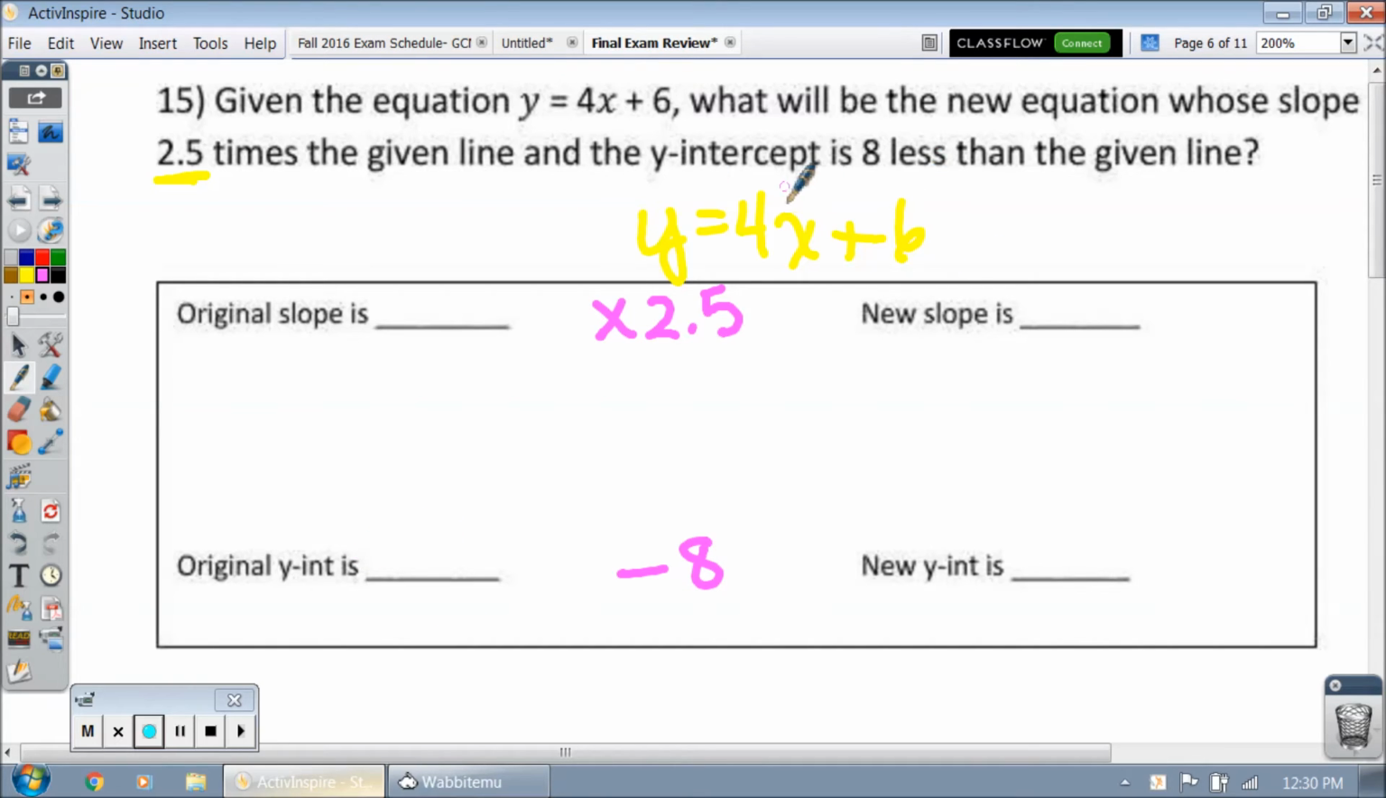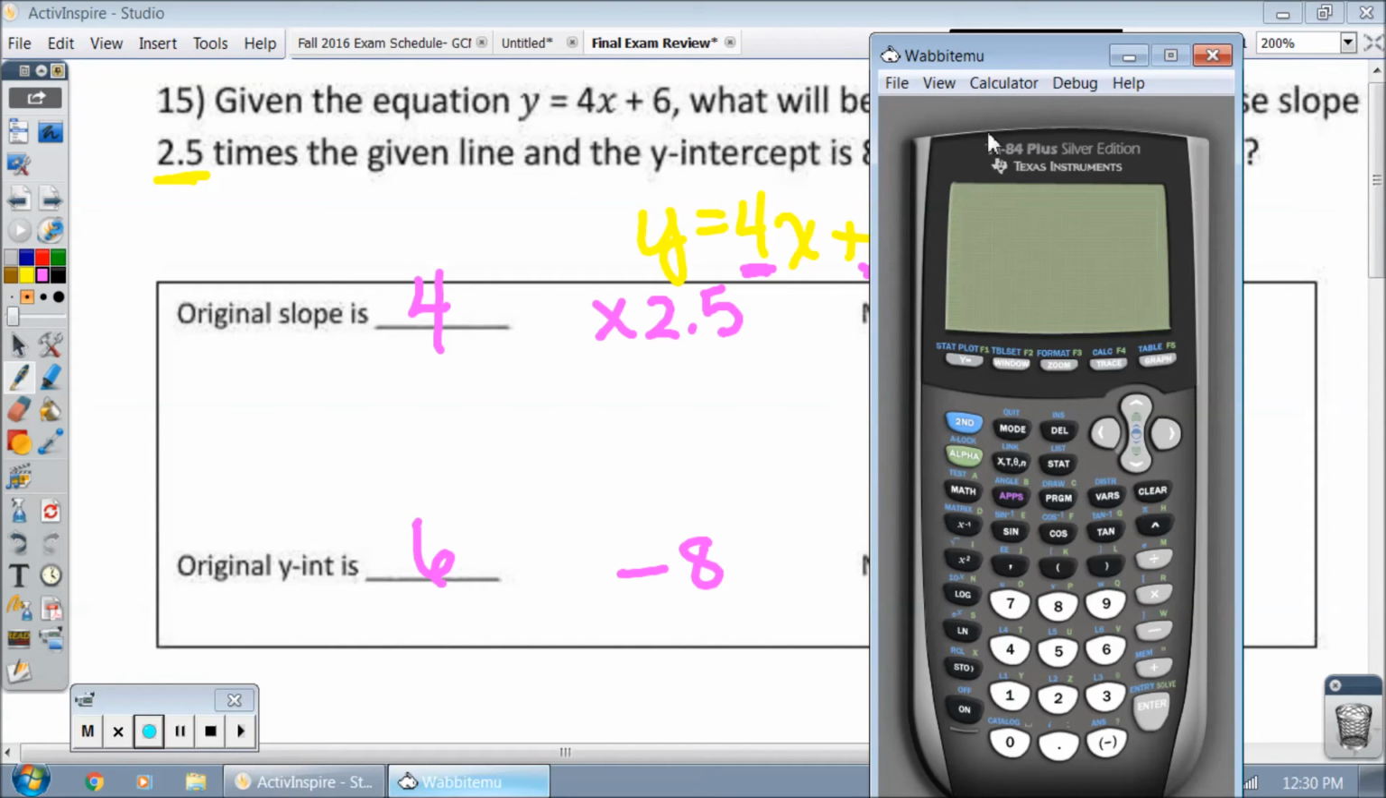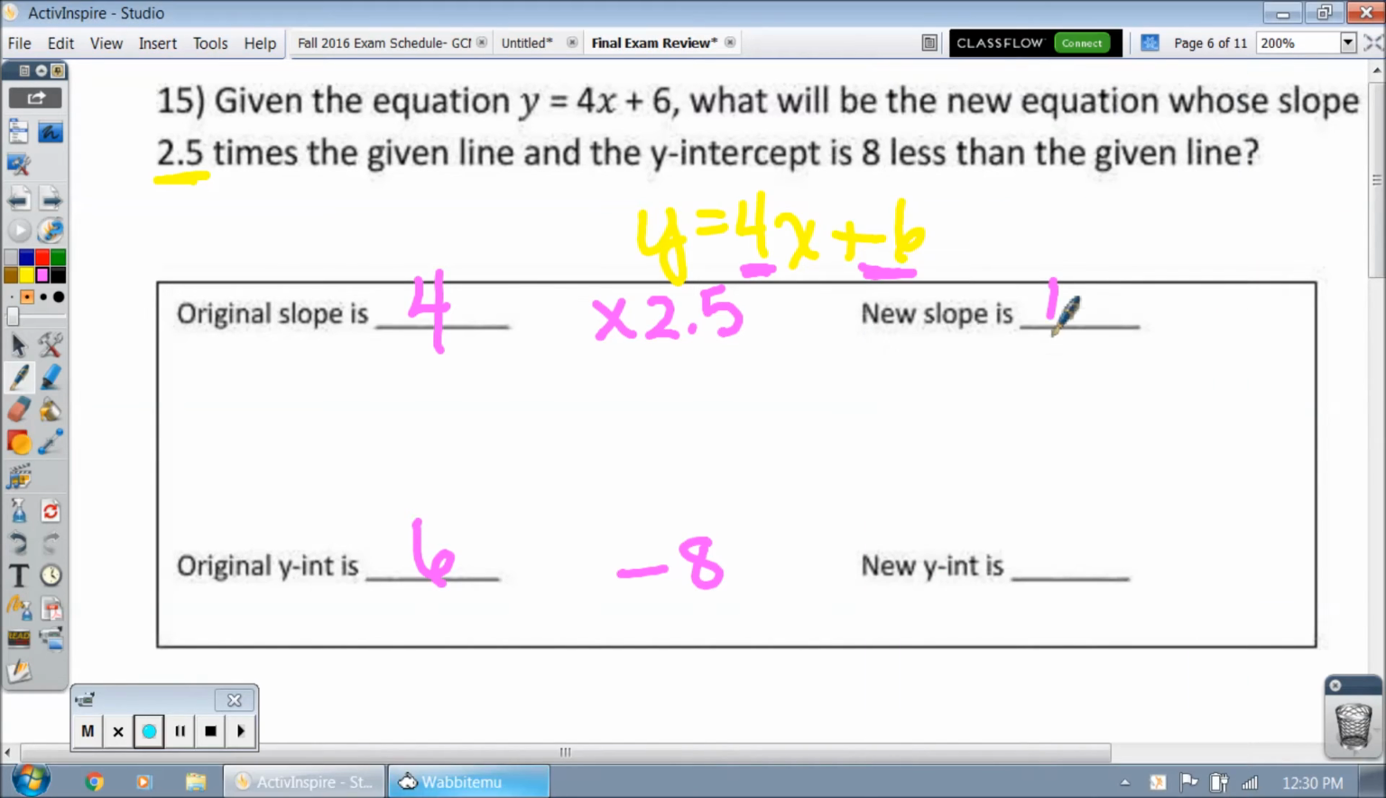So let's dissect our y equals mx plus b equation. Our slope is 4. Our y-intercept is 6. So now let's do the transformation here. Let's multiply 4 times 2.5. Our new slope is now 10. It's steeper because it's greater. And then we're going to do 6 minus 8. 6 minus 8 is negative 2.